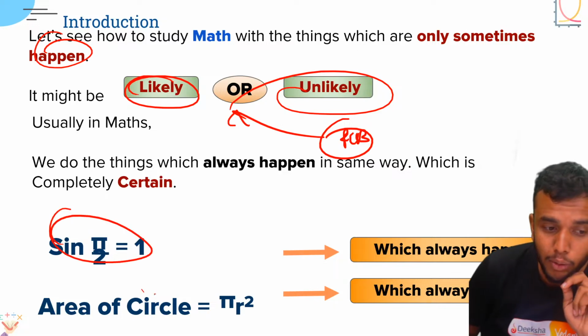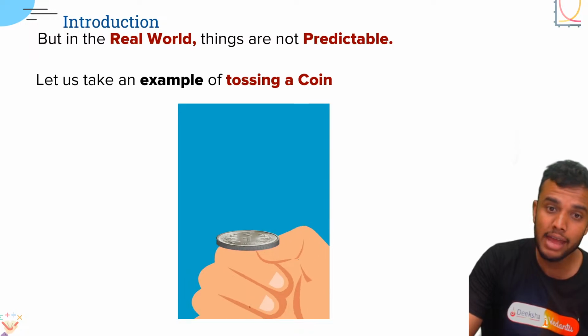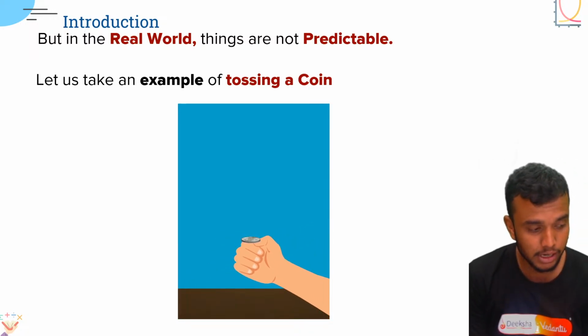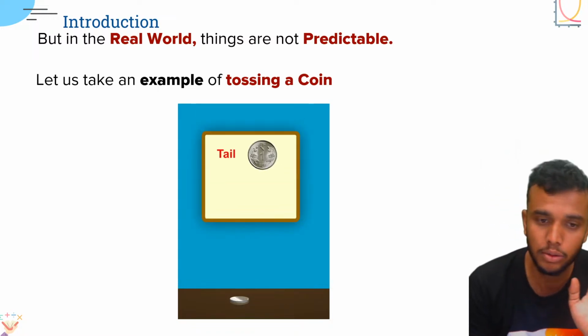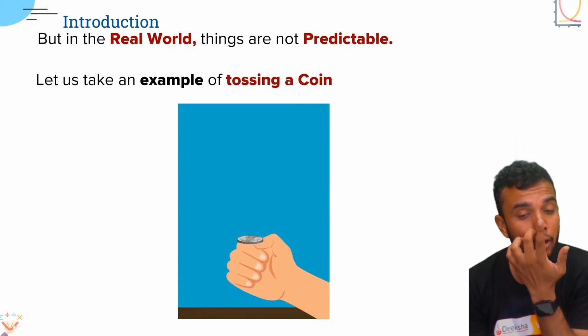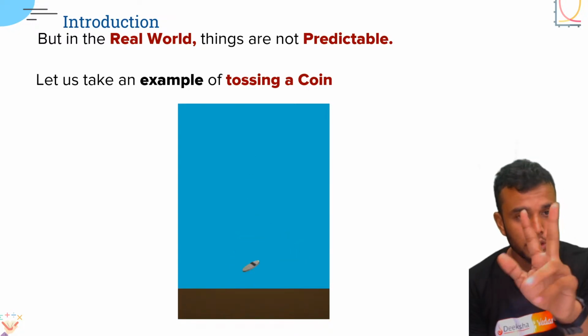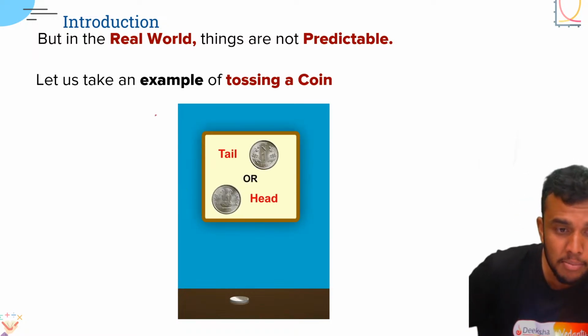For example, what is the value of sin pi by 2? It is 1, which always happens. We have two cases, likely and unlikely. In the real world, take the example of a coin. Simply toss it. What happens if you toss a coin? We obtain two results, right? Either head or tail. Maybe head, maybe tail.